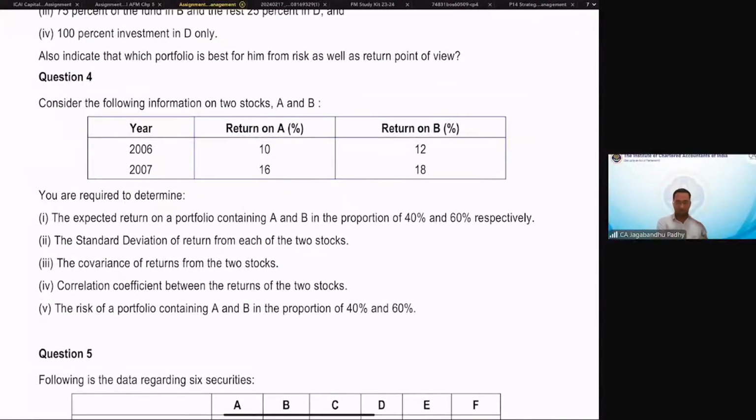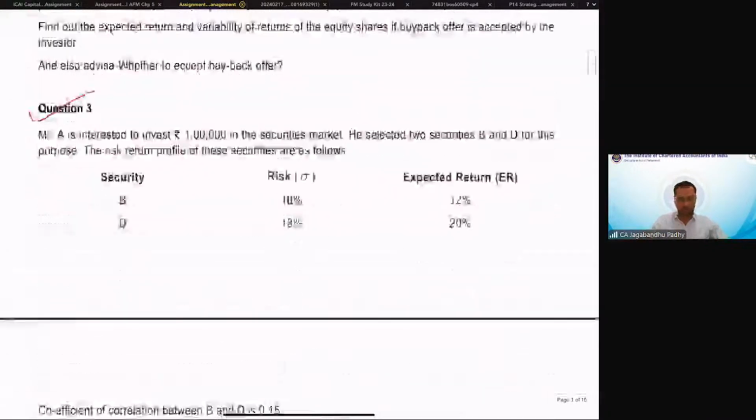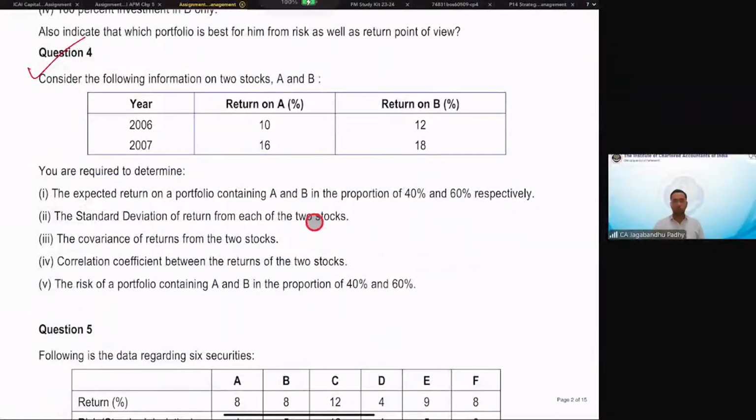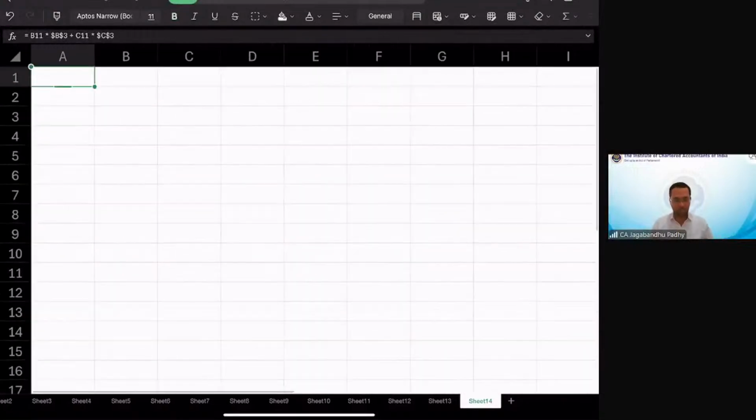Let's look at these two. Now, question number 4. Consider the following information on 2 stocks A and B, 2006 and 7 data is given. The return of A is 10 and 16, and return of B is 12 and 18. You're required to compute the expected return on a portfolio containing A and B in the proportion of 40 and 60, standard deviation of return from each of the two stocks, covariance of returns, correlation, and risk of the portfolio containing 40 and 60. So it's a full-fledged question with just 2 data points.